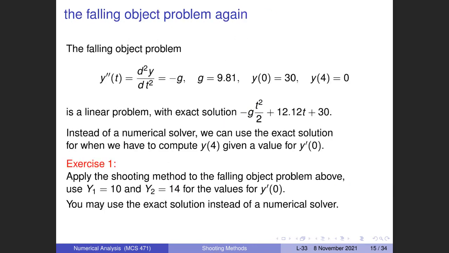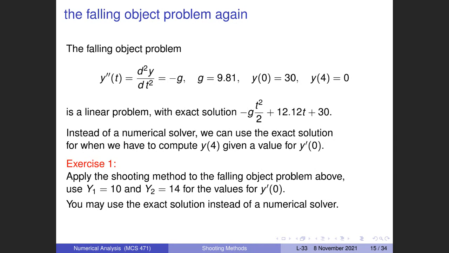All right, so assuming now that we have our falling object problem, if you have a problem like that with a constant right-hand side, then we can compute the exact solution. But this is a very good test problem to exercise the shooting method. We know the exact solution. So in practice, we will run a numerical solver, but here one can solve this problem by just plugging in the initial values.